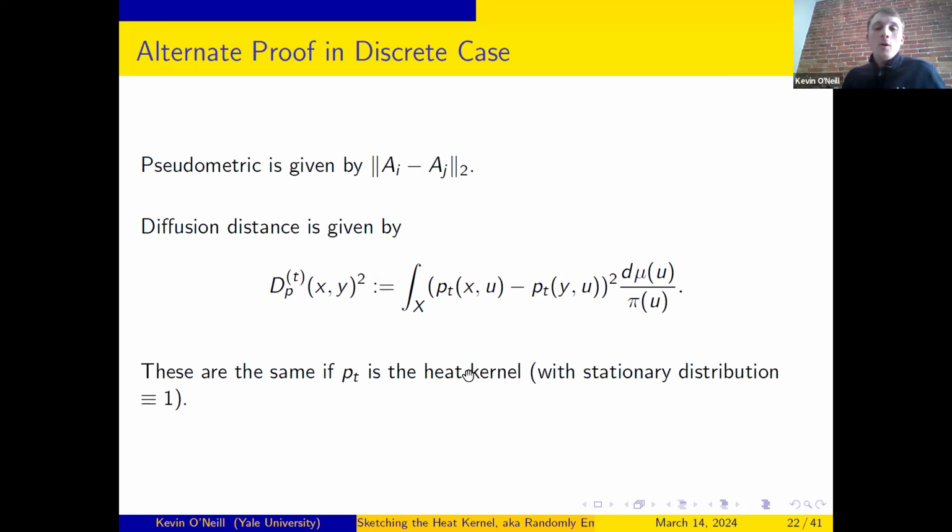Now, if you don't like the Karhunen-Loève expansion proof, you can do this in a discrete case. Remember, the pseudometric distance was given by the L2 norm distance between the rows. And then diffusion distance also had an L2 norm expression here. So if you have the heat kernel and the stationary distribution is 1, then this is just going to be L2 distance, and they're the exact same thing. So instead of an integral over x, you just have a sum over however many finite positions in your matrix there are.